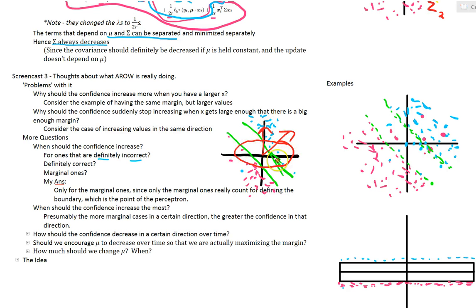We aren't that sure of this component yet, because we haven't sampled many points that are much to the left or the right. And so then later, as we have lots of data, eventually we start sampling some of these points, and then our vector would tend to rotate more that way, and this confidence would decrease a little bit. So that's my thought. So when should the confidence increase the most? Well, the more marginal cases you have, the more the confidence should increase in the direction of those marginal cases.